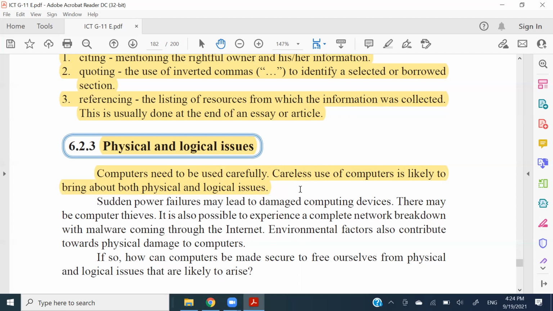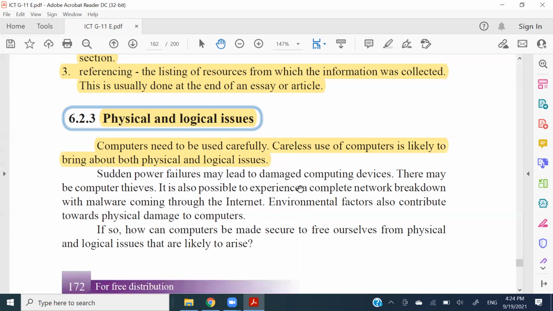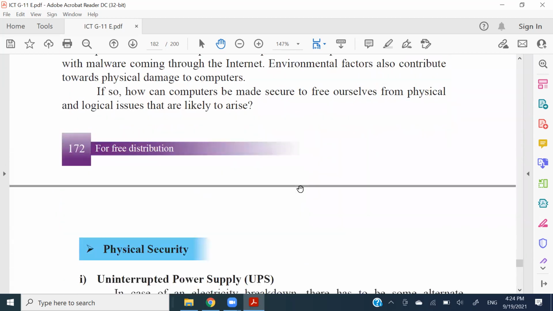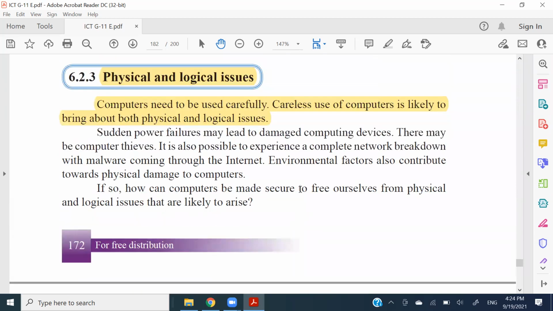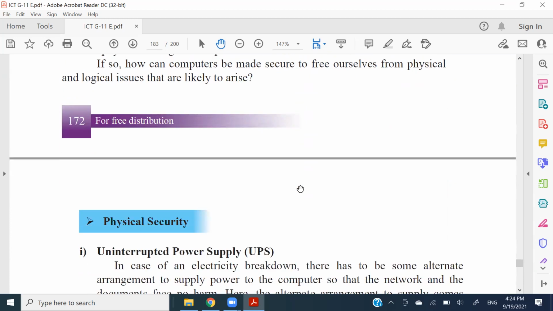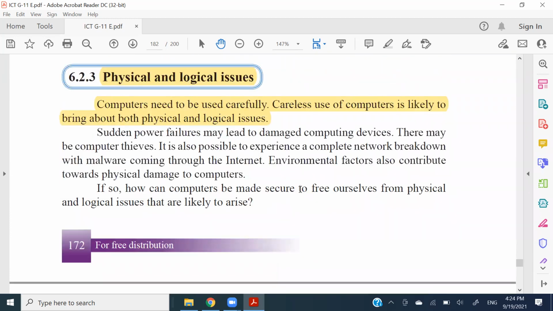Right, so hereafter, to prevent the logical and physical issues, we have the logical security and the physical security.